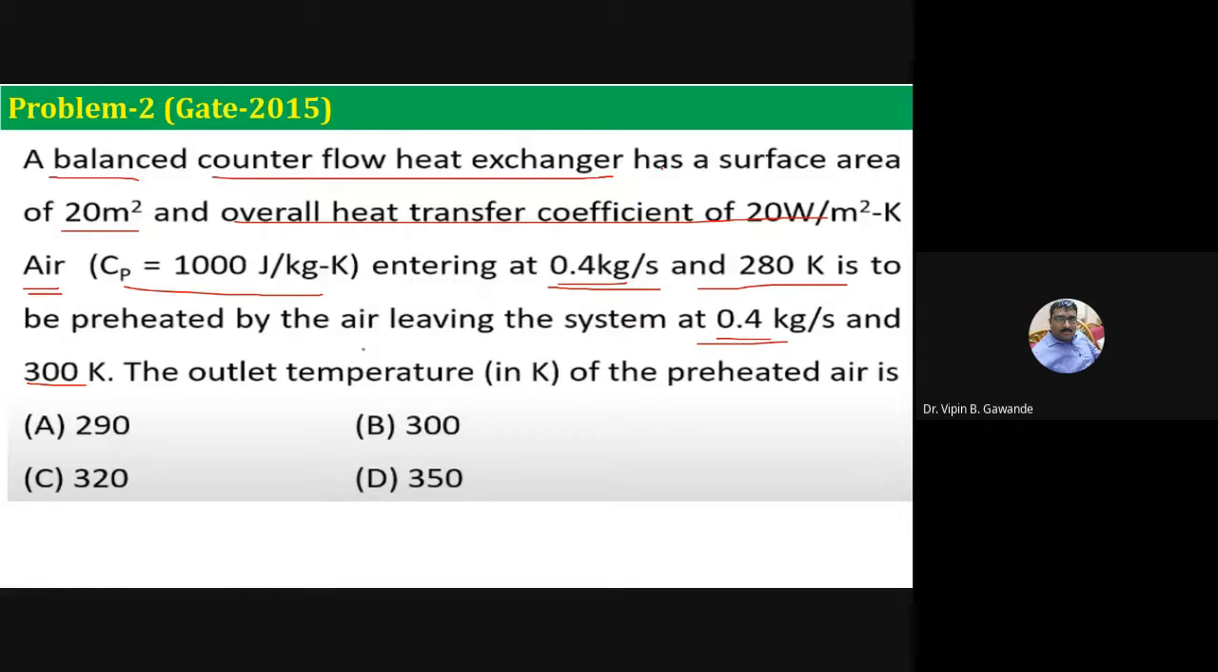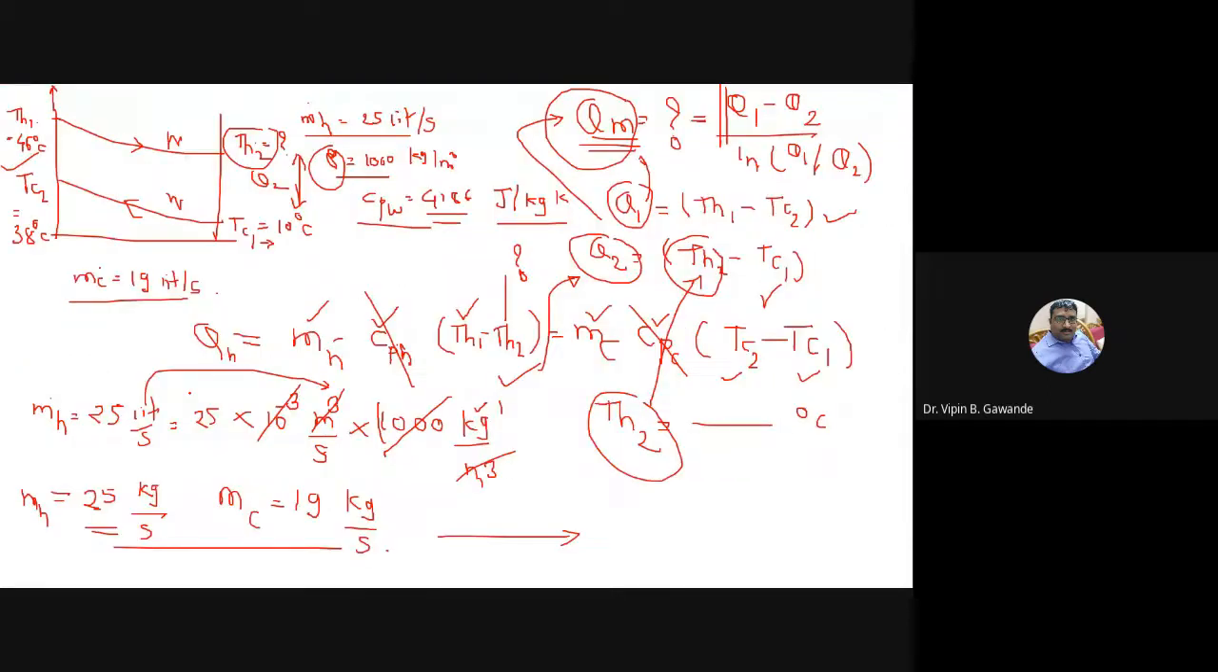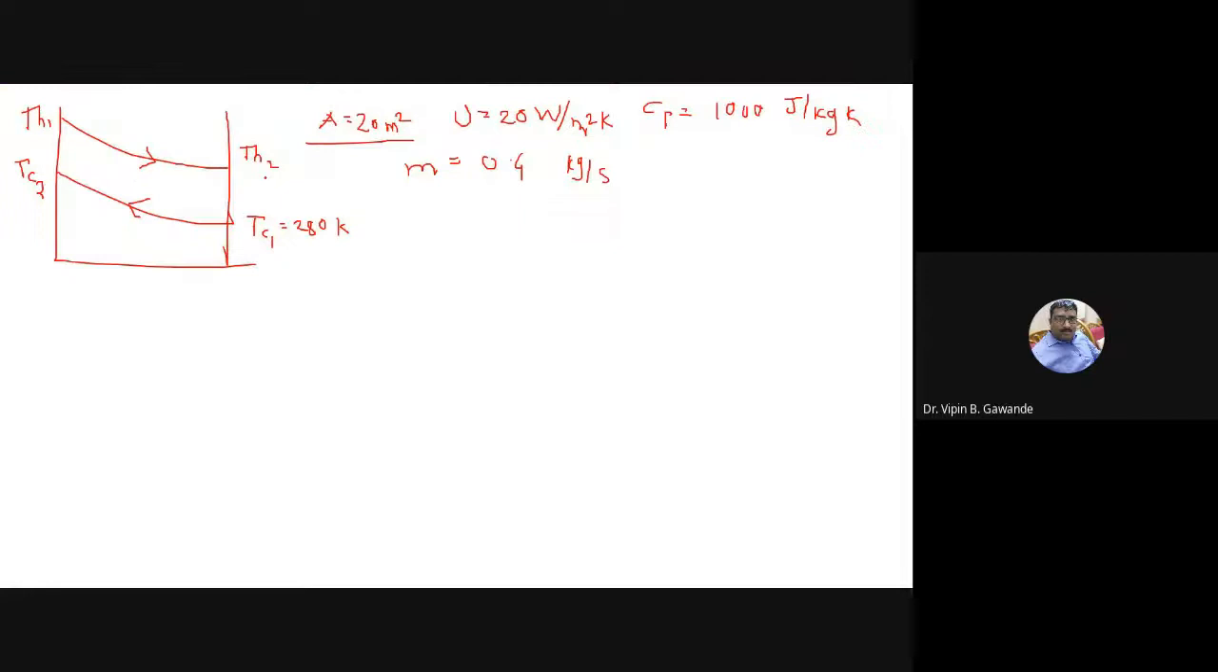Leaving the system at 0.4 kg per second and 300 Kelvin. Okay. Air at 280 Kelvin is to be preheated. So that is the entering temperature of the air, leaving the system at 0.4 kg per second and 300 Kelvin. So leaving the system, that value will be 300 Kelvin.